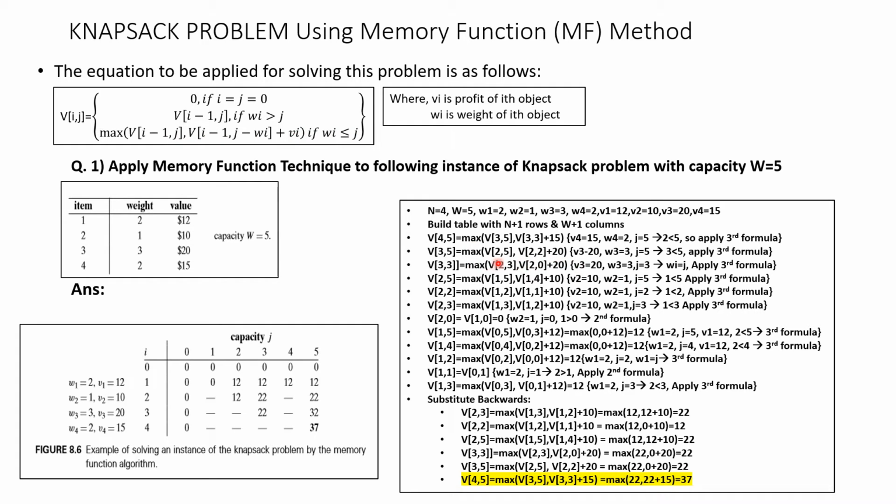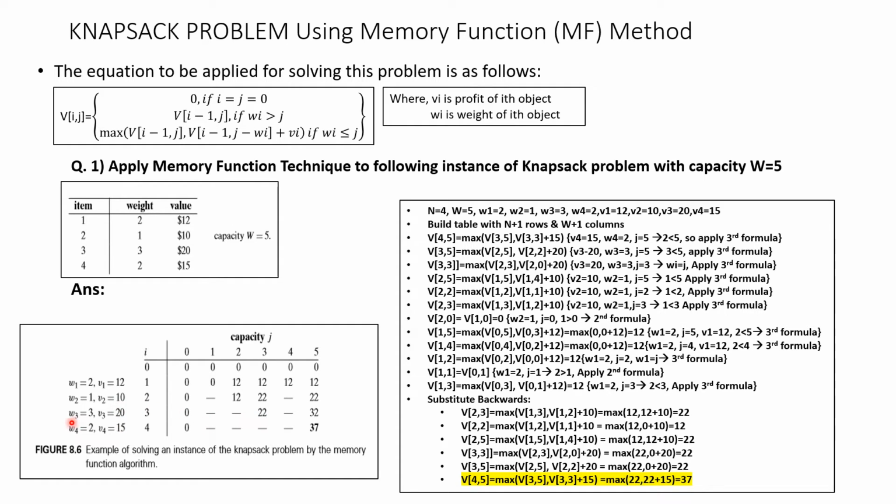And again we don't know what is v2 comma 5 and what is v2 comma 2. Again we have to calculate next, but before that we have to calculate this v3 comma 3, right? So again you write here v3 comma 3. What is v3 comma 3? v3 comma 3 means third row third column, so you have to calculate this.